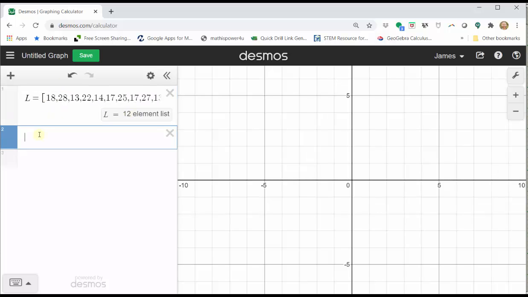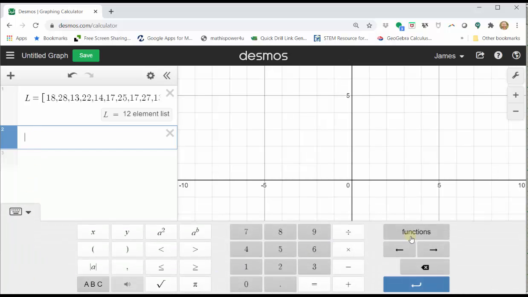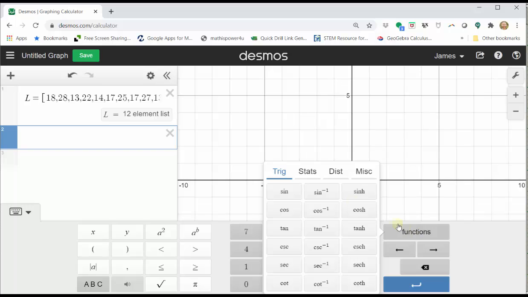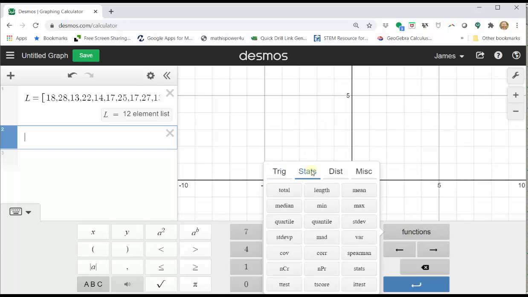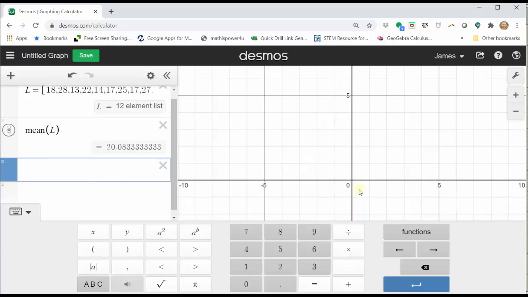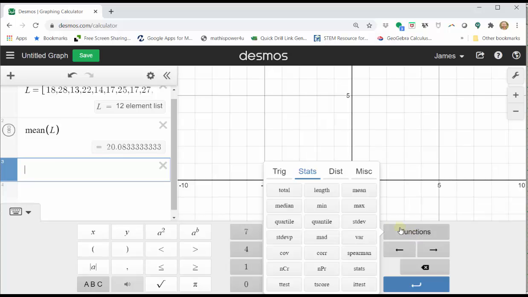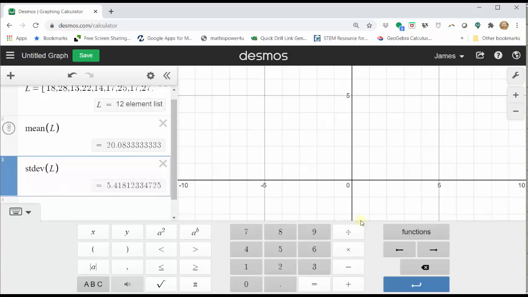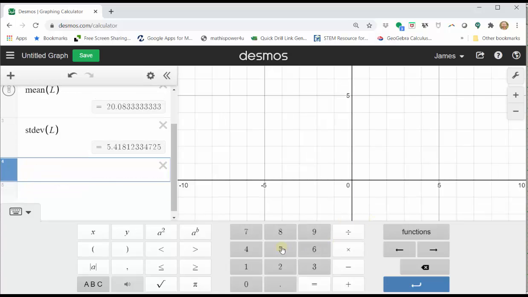And now let's go to cell 2 and determine the sample mean. Let's click Show Keypad, click Functions, click Stats, click Mean, enter capital L, close parenthesis, and enter. The mean is approximately 20.083. And now let's calculate the sample standard deviation. Click Functions, click Standard Deviation, which is STDEV, capital L, close parenthesis, enter. The standard deviation is approximately 5.418.